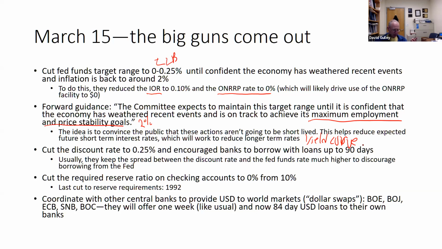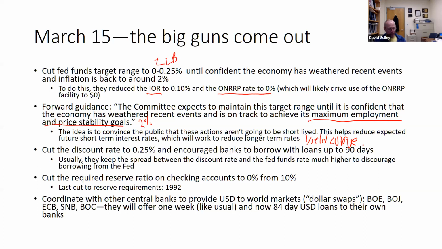And then they did two very interesting things. They reduced the discount rate down to 0.25%, and they encouraged banks to borrow, saying you can borrow for periods of up to 90 days. Now, generally, the discount rate, which is the interest rate that the Fed charges banks to borrow from it, is typically kept well above the federal funds rate, the interest rate that banks charge each other to borrow, so that banks don't go to the Fed on a day-to-day routine basis. The Fed wants to act as a lender of last resort. That's the traditional way it's operated the discount window.